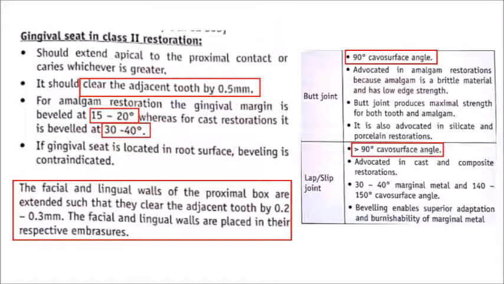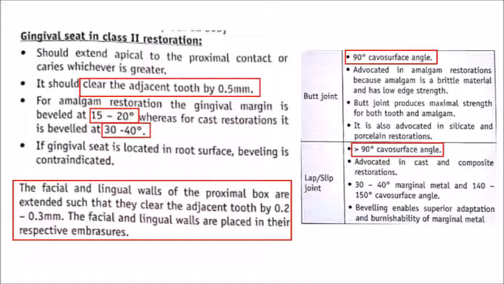Gingival seat in a cavity preparation or class 2 restoration, that should be having some important features. Okay, it should extend apical to the proximal contact or caries, whichever is greater. Now it should clear the adjacent tooth by 0.5 mm. For amalgam restoration, the gingival margin should be beveled at 15 to 20 degree. Okay, whereas for cast restoration, the beveling should be 30 to 40 degree. So amalgam restoration, the gingival margin should be beveled at 15 to 20 degree using gingival marginal trimmer. Okay, that is the beveling instrument used, gingival marginal trimmer, that is left and right gingival marginal trimmer or GMT is there. If gingival seat is located in the root surface, then beveling is contraindicated.